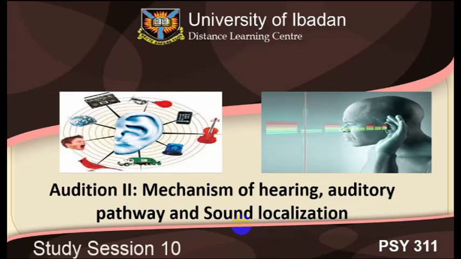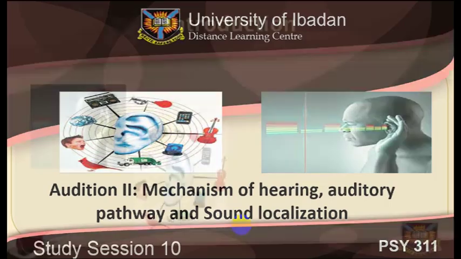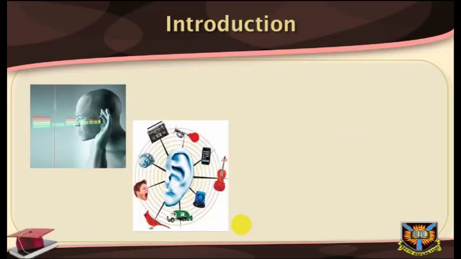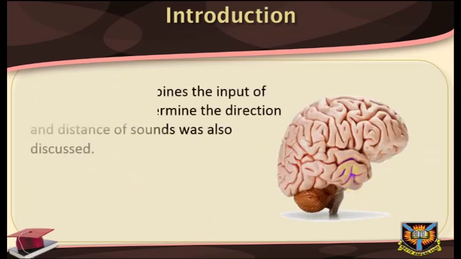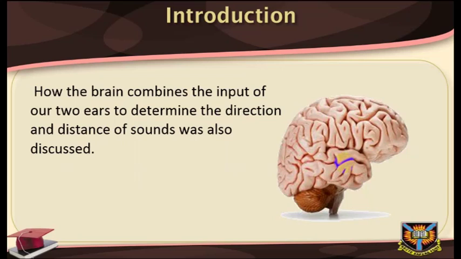Introduction. In this chapter, the major issues underlying audition are discussed in relation to the mechanism of hearing, auditory pathway, and sound localization. This includes the technique on how the ear controls the intensity of sounds and frequencies of pitch to produce audition. How the brain combines the input of our two ears to determine the direction and distance of sounds was also discussed.